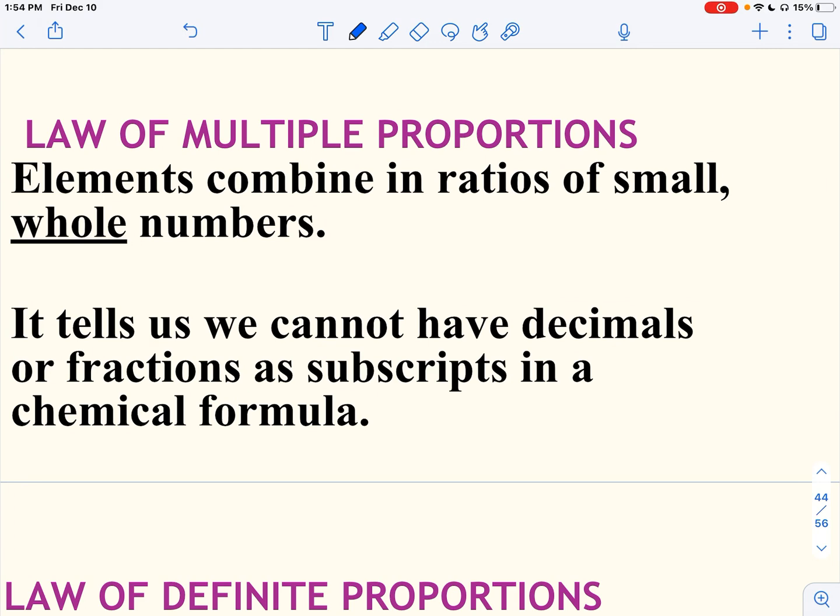I mean, you can, but you'll split it up into protons, neutrons, and electrons. You can't have like 1/3 of a carbon atom in your formula because it's no longer going to be a carbon atom. We know that atoms are the smallest units that have the same properties. So the law of multiple proportions is the one that tells us that.